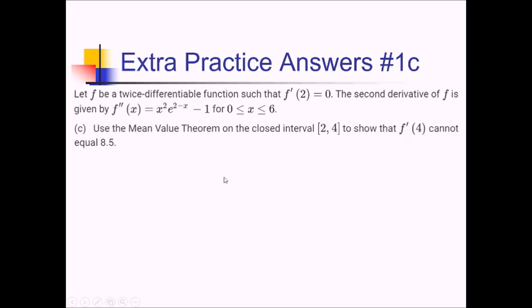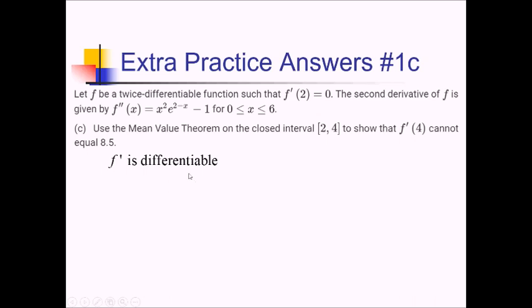So if we're going to use the mean value theorem for anything, we have to meet the conditions of the mean value theorem, which is that the thing that you're using the mean value theorem on, f prime in this case, has to be continuous and differentiable. Continuous on a closed interval, differentiable on the open interval. Now we know that this is the case. We know f prime is differentiable because they said that f was twice differentiable. So that means its derivative is also differentiable. Okay, so we've met the conditions for the mean value theorem.